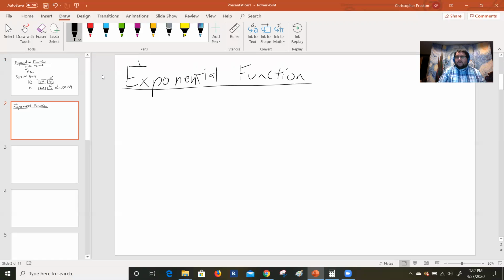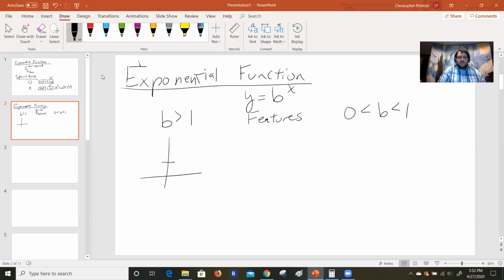There are obviously a lot more complicated versions of this. This is the basic one: y equals some number to the x power. Now, there are going to be two graphs of this, if the base is bigger than 1, or if the base is between 0 and 1, but they share some features. The graph, if the base is bigger than 1, looks like the following. It's like that. And if the base is between 0 and 1, the graph looks like this.